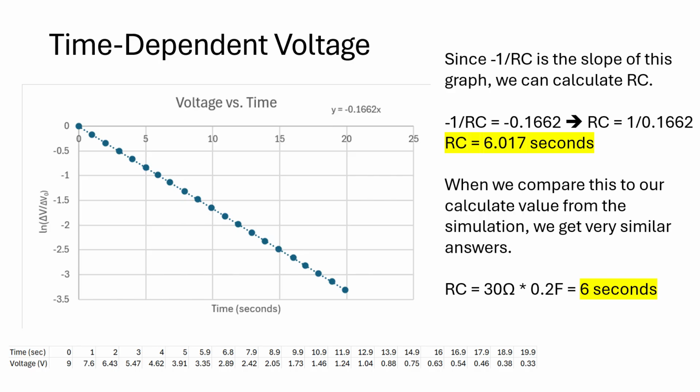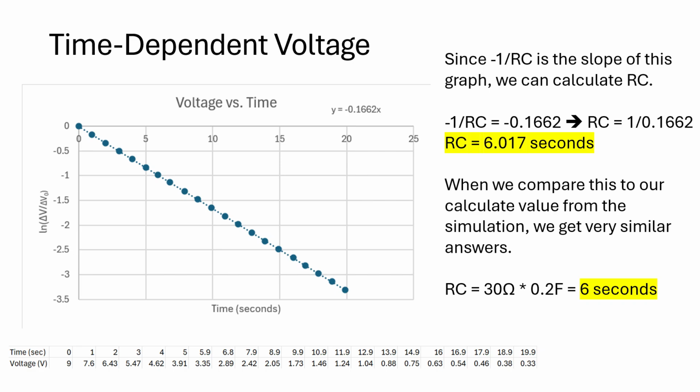Since we are in an RC circuit, we now have to bring time into the equation, and now we get a time-dependent voltage. So from that, we can measure the voltage and the time, and then using an equation that we had and rearranging it, if we take the natural log of the change in potential over the initial voltage versus the time, we can get a slope which is equal to -1 over RC. From there, we can calculate the RC. From our graph here, the calculated RC is about 6.017 seconds.